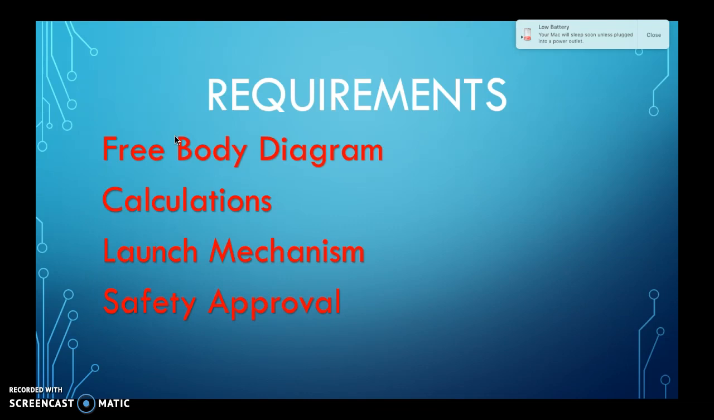But you need to have your calculations to back up your rocket design. Once you have those two done, you may pick a launch mechanism. This will be the fun part where you get to design the method in which you will lift your rocket off the ground. You can use any of those options. I am also open to other options if you have different ideas. However, for this part of the project, you must come to me for safety approval. I must approve of your rocket design.